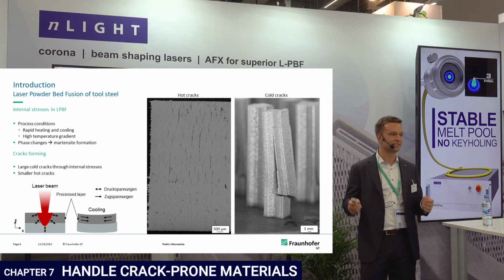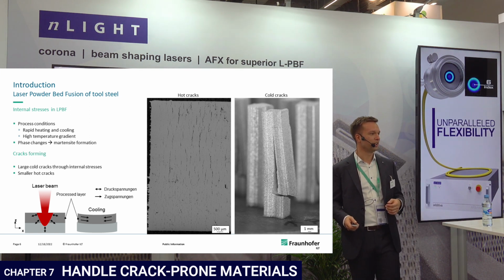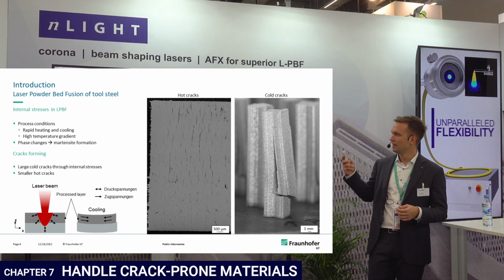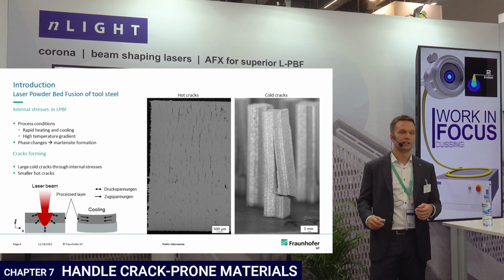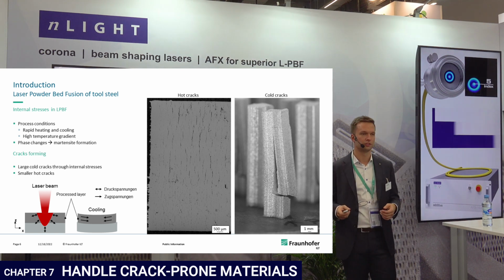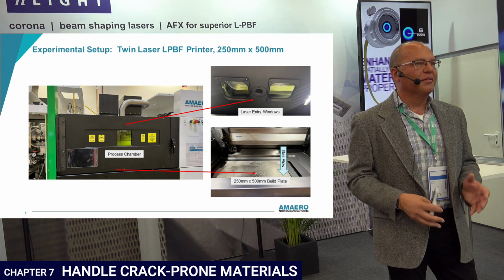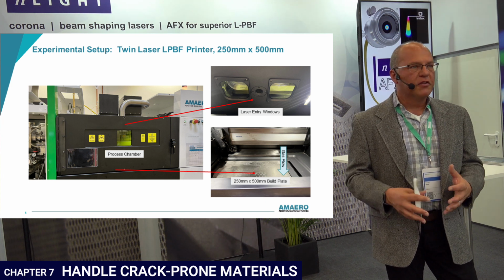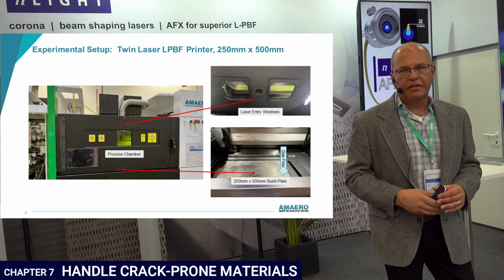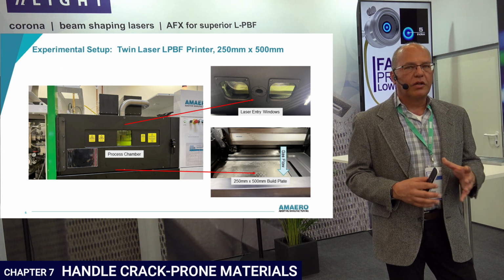In some cases, as you see, several millimeters of deformation just due to cracking. And these result from the complex temperature fields we have in powder bed fusion. We had been printing, or trying to print, a part at Amaero for a customer. It was an H13 tool steel. Most people think that is an unprintable material because it's very crack prone. And it's crack prone because it does not like extreme thermal gradients.